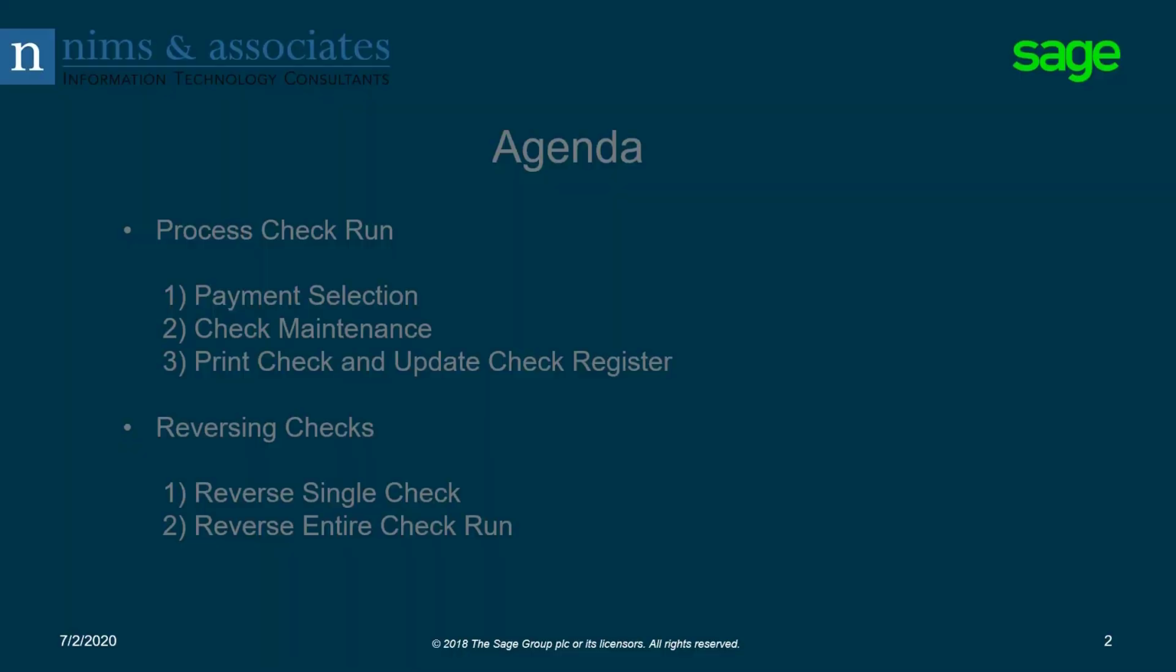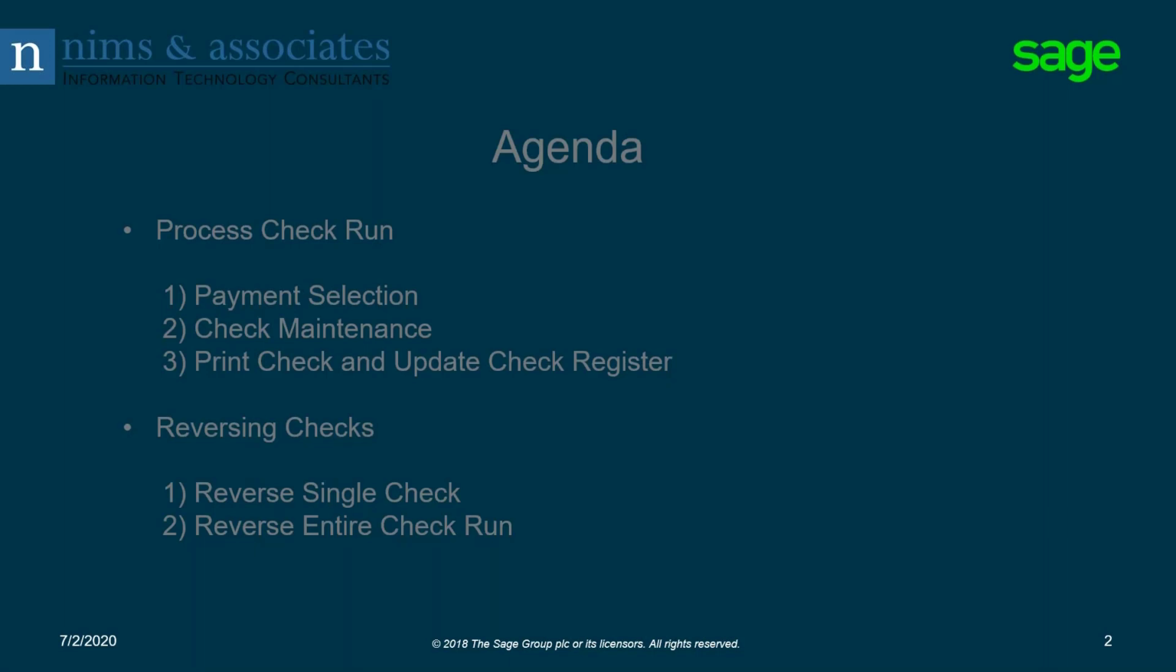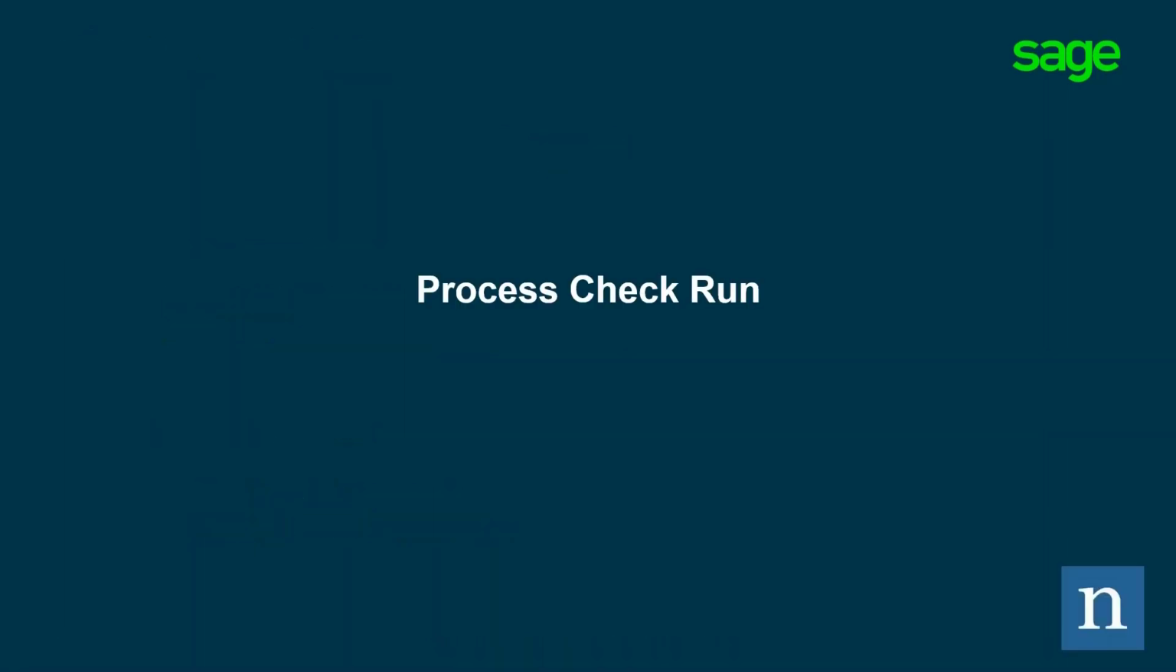First, I'm going to show you how to reverse a single check manually, and then I'm going to show you the new feature that was added with Sage 100 Cloud version 2020. Let's go ahead and get started. So the first thing we're going to do is process that check run.